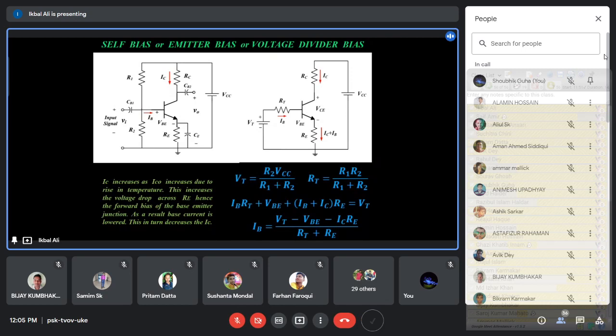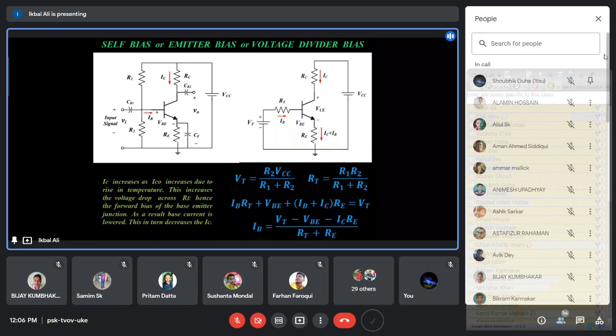Next, we have discussed the self bias, emitter bias or the voltage divider bias circuit. This circuit is the widely used stable biasing circuit for any type of three-terminal device, not only for the transistor, FET also, MOSFET also. They actually use this type of circuit. This self-bias circuit, mainly the voltage divider bias, is utilized. And this biasing circuit actually gives you the stable operation of the transistor amplifier.